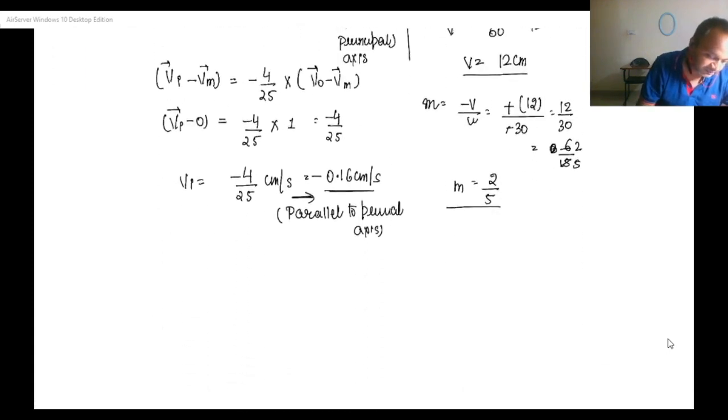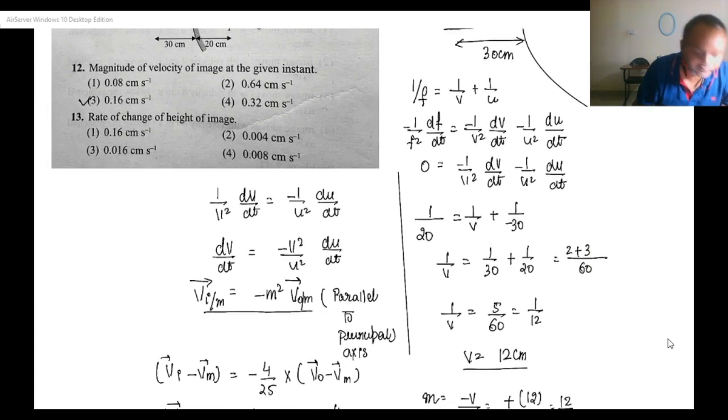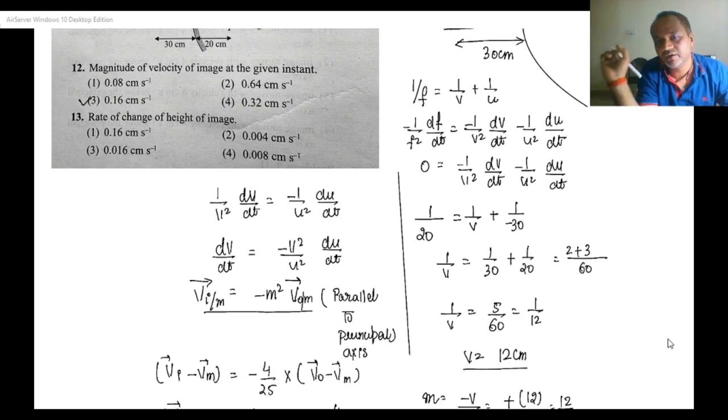Now let's come to the next problem. Rate of change of height of image. Rate of change of height of image is basically dhi by dt. That is what we have to calculate. That means this is the velocity of image perpendicular to the principal axis. That is what we have to calculate here.